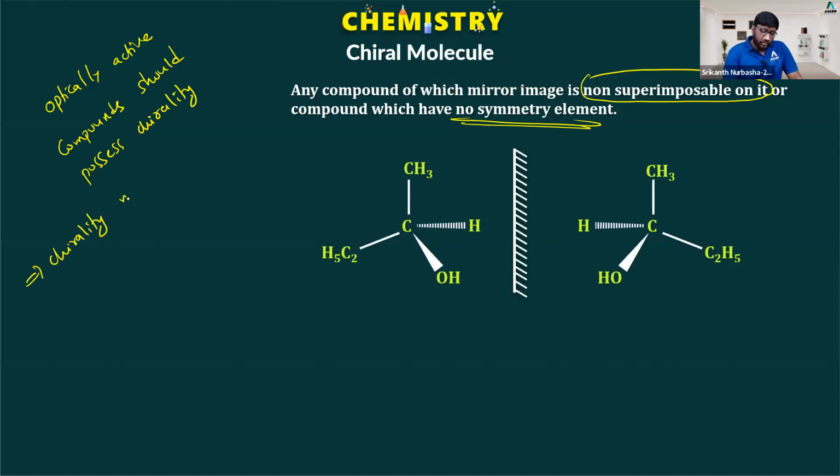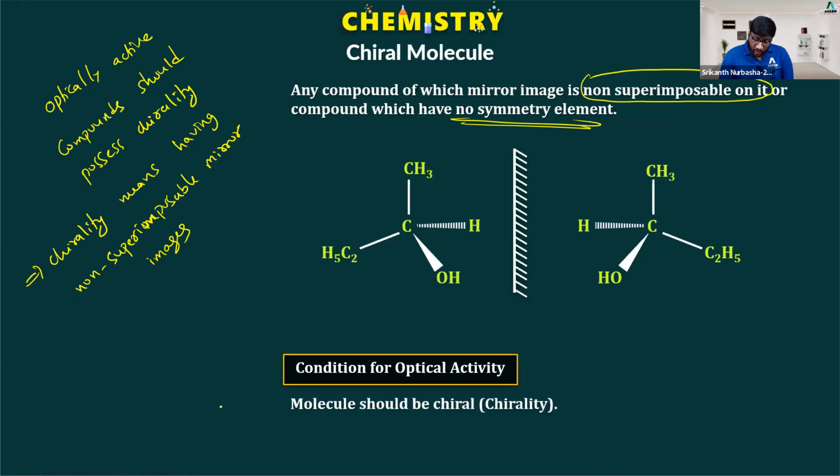Chirality means having non-superimposable mirror images. It does not always mean the compound should contain chiral carbons. Chirality is a case where we have non-superimposable mirror images. Okay.